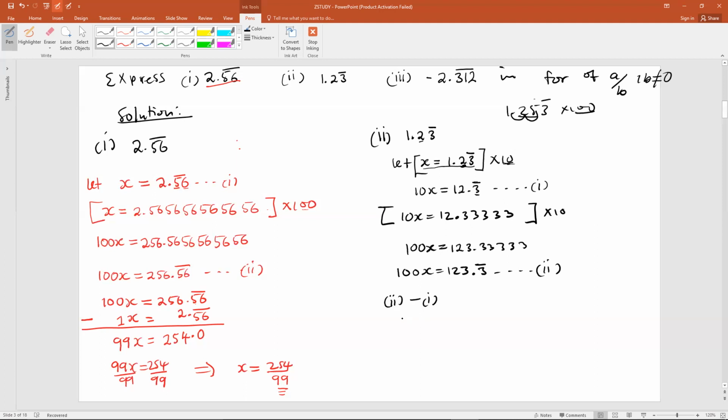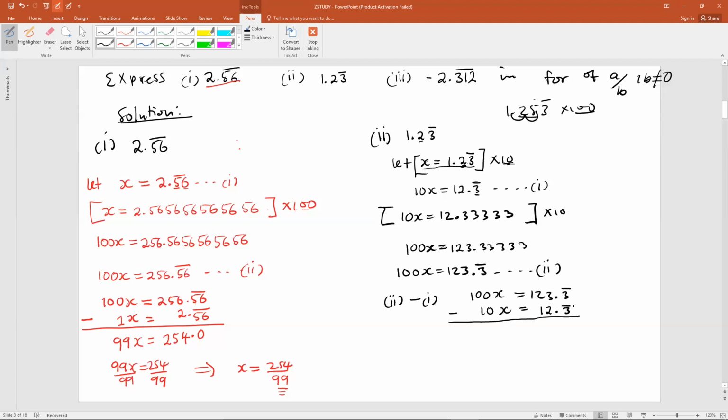So the next thing that you do is equation 2 minus equation 1. Then you are going to rearrange them in a perfectly ordered manner. You are going to say 100x equals 123.3 bar minus 10x, which is equation 1, equals, put properly, 12.3 bar.